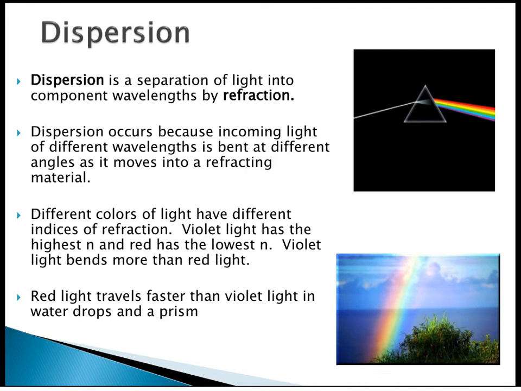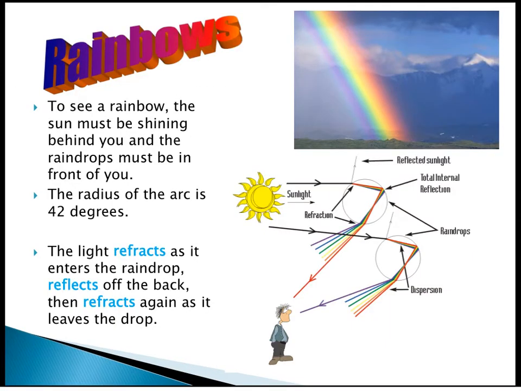Violet has the highest N, red has the lowest N. What that means is that violet light is going to bend more than red light. It also means that red light is going to travel faster through water drops or a prism. And you can think about it this way: red light's traveling faster, so it has less time to bend. That's something that might help you remember which bends the most and which bends the least.